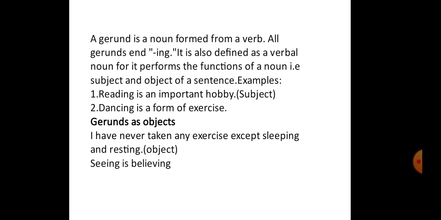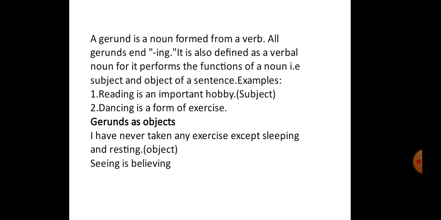Now, gerunds as objects. Monachin, what are objects? Objects are what is being talked about in a sentence. You said what? I said object, not subject. Okay, object is what is being acted upon. Okay, what the subject is acting upon. Good. Objects in a sentence are the receivers of the action.